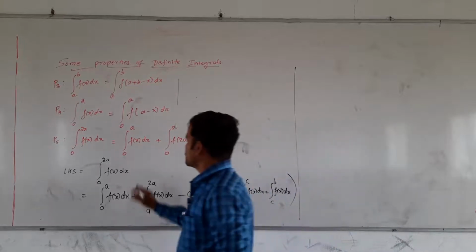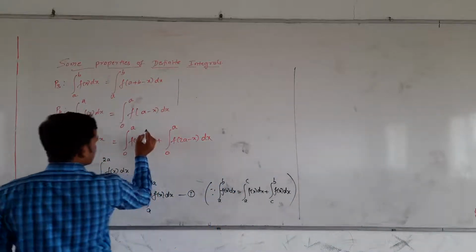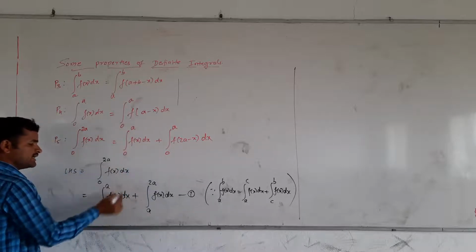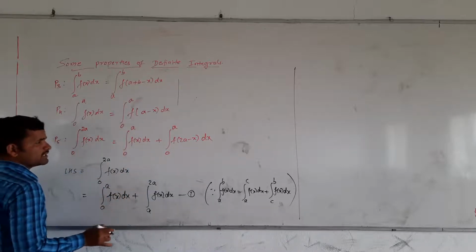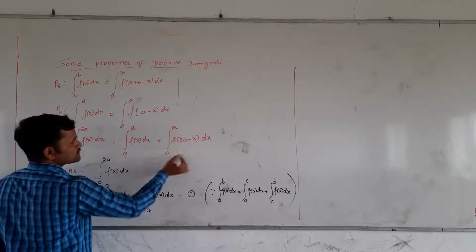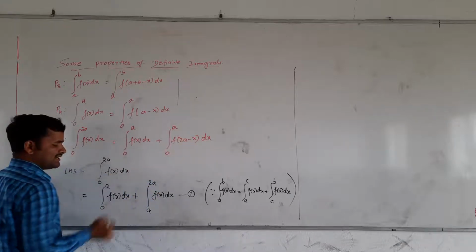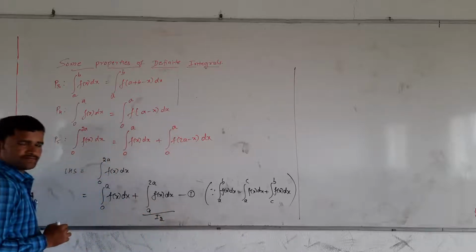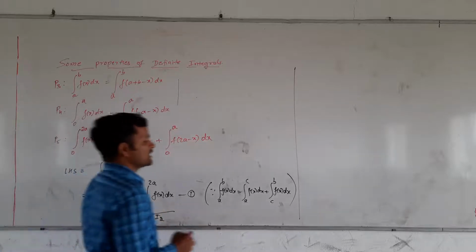Next, in place of the integral in the RHS, we need the integral from 0 to a of f of x dx. It is already there, so we need not worry. The only thing is that we need to make some changes in this second integral. Let me name this as I2.